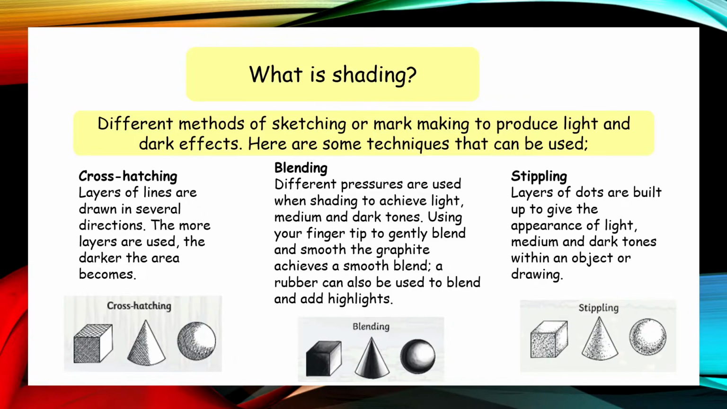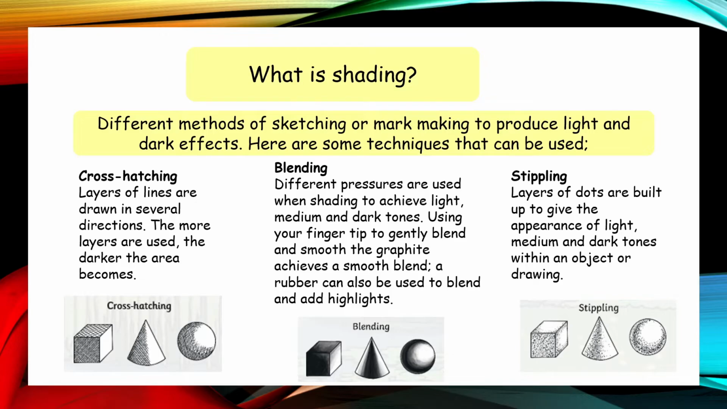The second technique is called blending, and it involves using different pressures when shading, so it depends on how hard you press down your pencil. If you want to achieve a lighter shade, you press your pencil lightly. If you want a medium shade or a dark shade, you use that pressure to create that effect. Then you can use your fingertip to gently blend and smooth the lead from the pencil to blend it all out. You can also use a rubber to blend and add highlight, so not just your finger. So the pictures below have been created using blending.